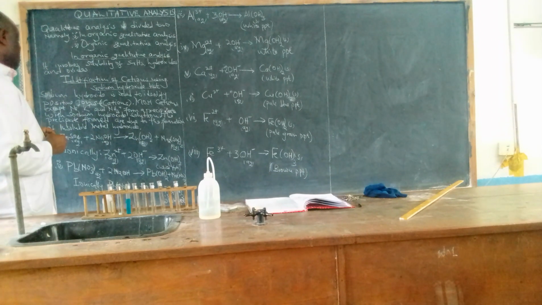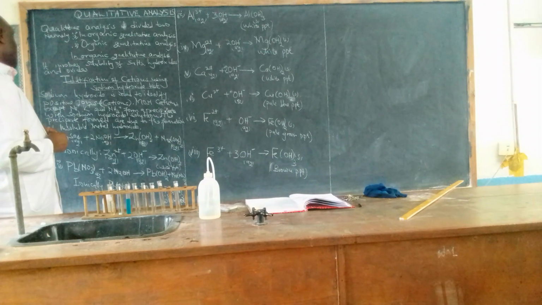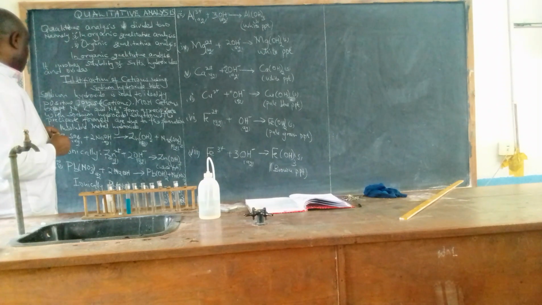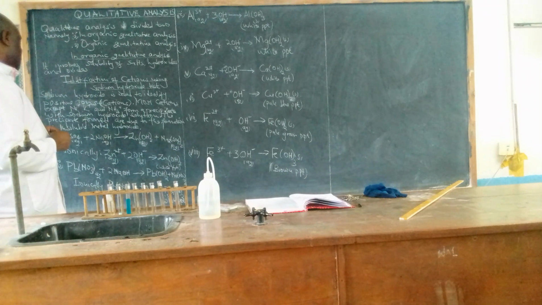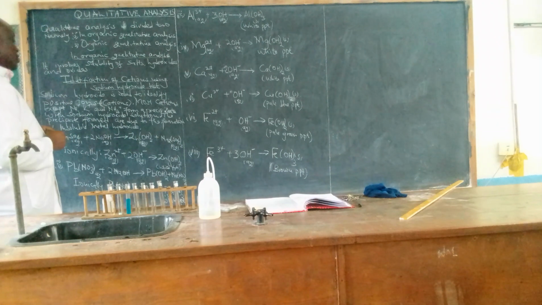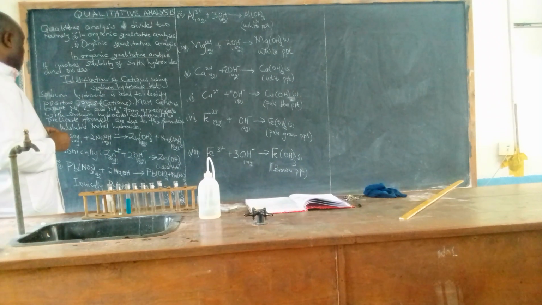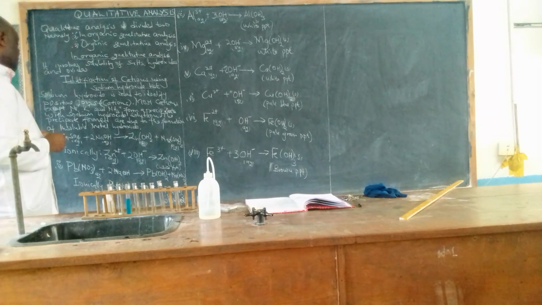Most cations, except sodium, potassium and ammonium, form a precipitate with the sodium hydroxide solution. The precipitates formed are due to the formation of insoluble metal hydroxides, which are as follows.